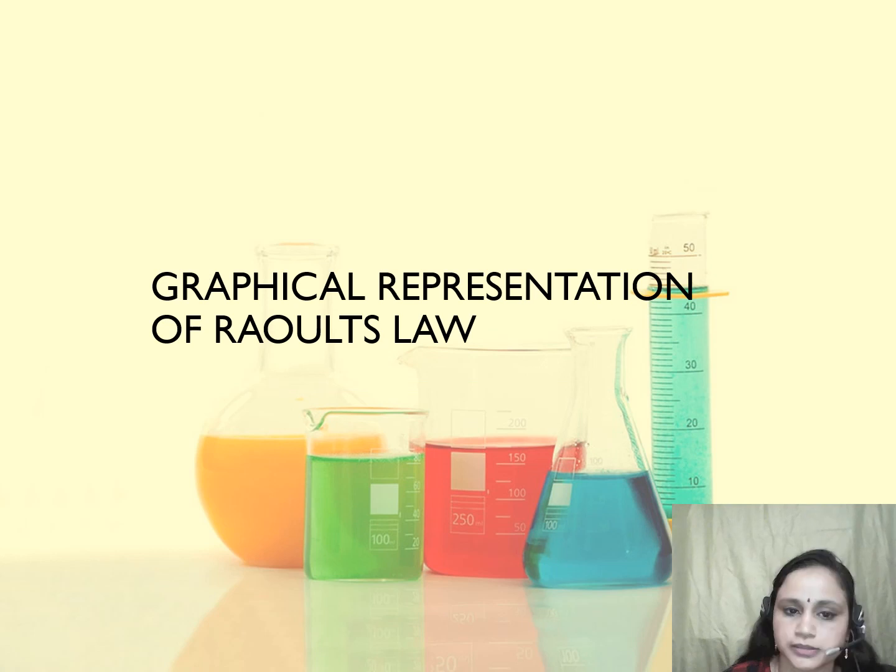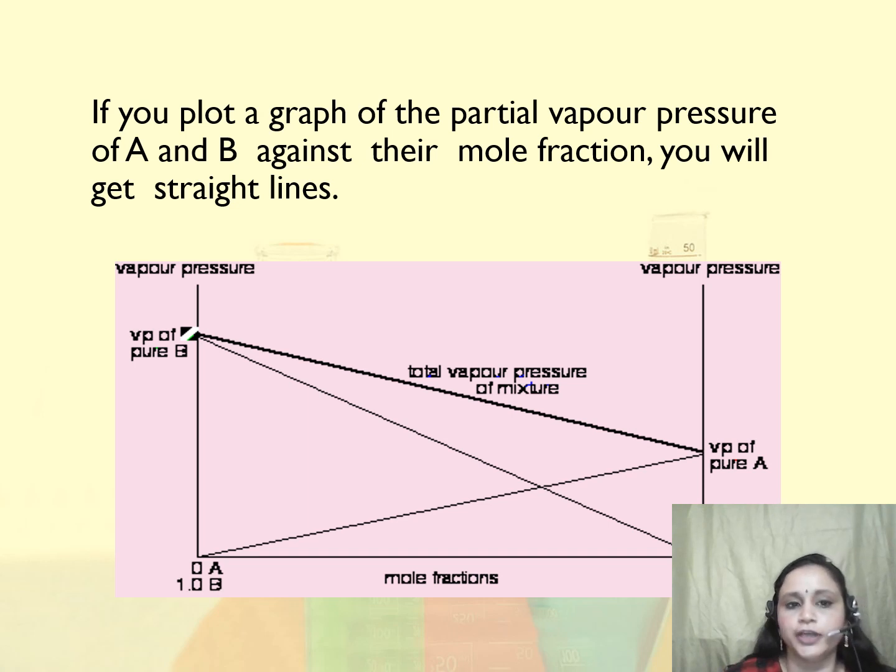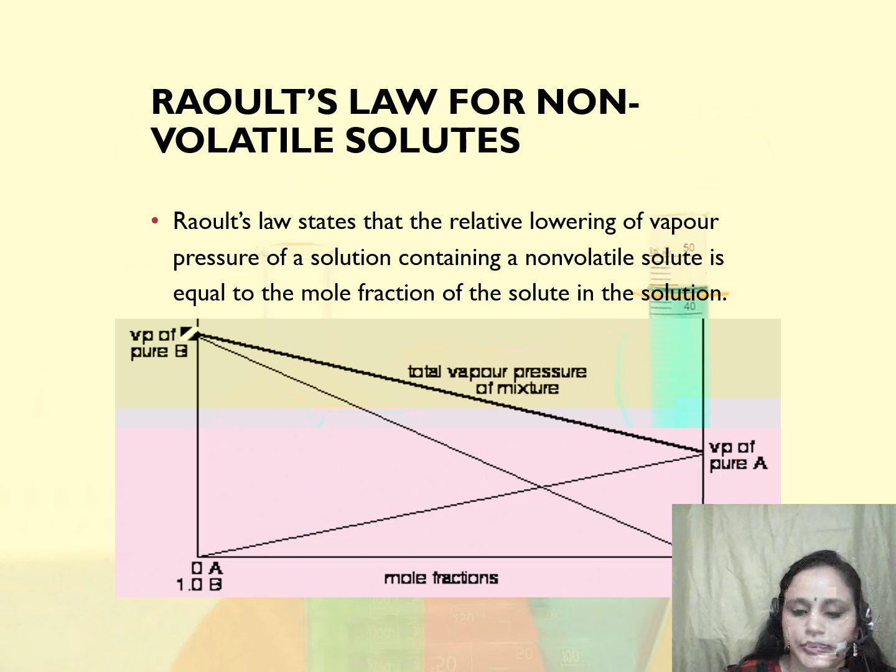We can represent Raoult's law graphically when we plot the graph for both the components on the x-axis, where the vapor pressure of pure B is taken on one side and pure A is taken on the other side. You will get a straight line.